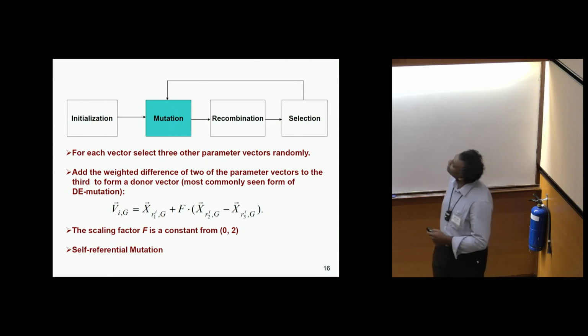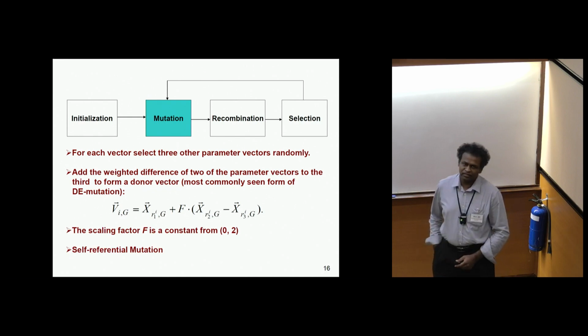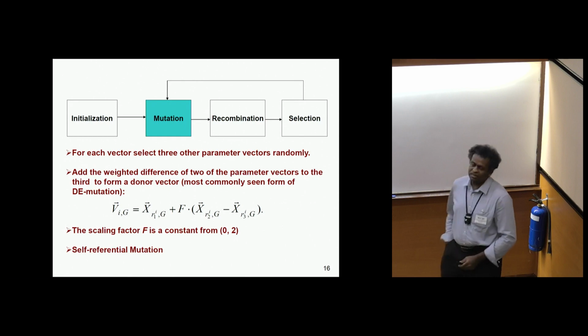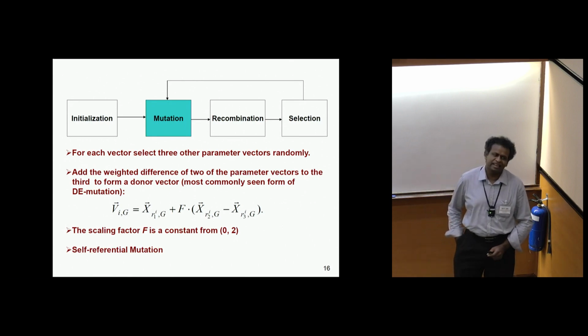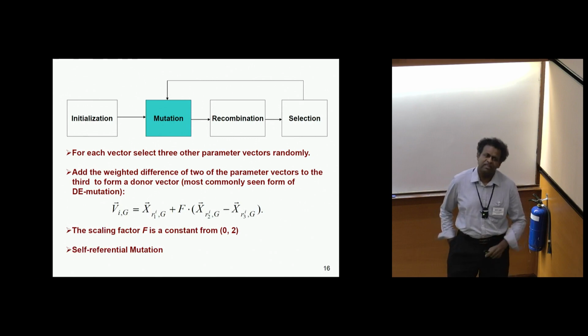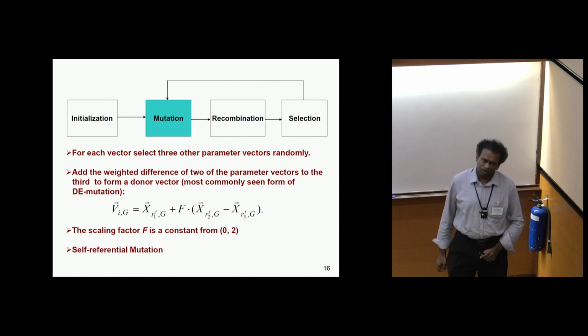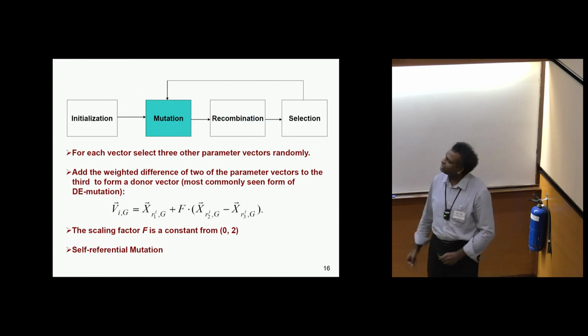To perform the mutation for each vector, that means for every member in the population, you usually select 3 other solutions from the population randomly. So these 3 members are selected randomly. They have nothing to do with the particular member that you are going to evolve. These 3 members are coming pretty much randomly.